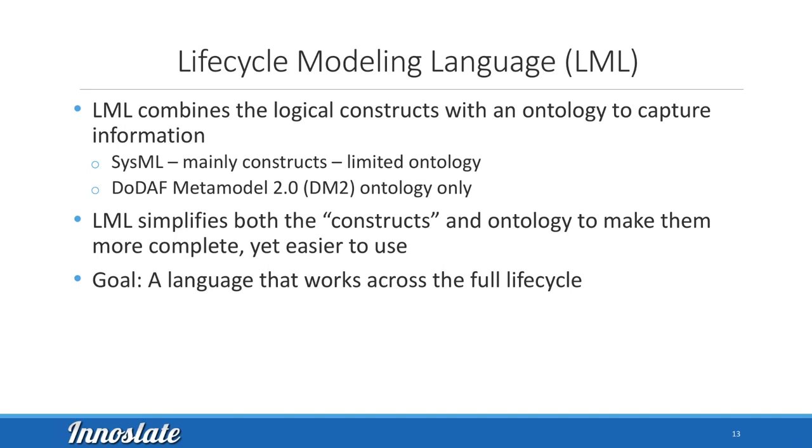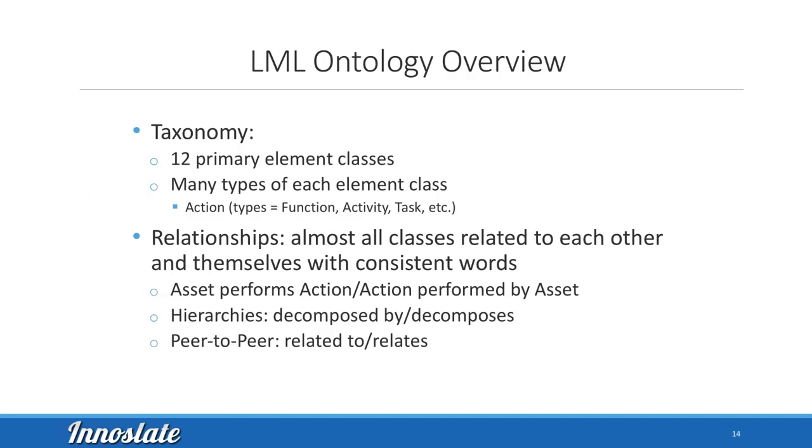And clearly, we wanted something that works across the full life cycle. Another goal I didn't mention here was we wanted to make sure it was an open standard. There's no cost to adopting LML. It is available for anybody. Again, just go to that website and download the specification, and you're off and running. You can apply it across the board anywhere. So the taxonomy for LML is 12 primary entity classes. Again, I'll use entity and element almost synonymously here.